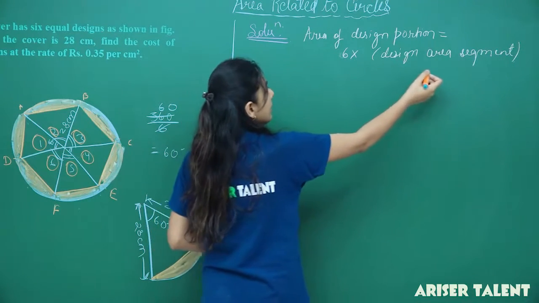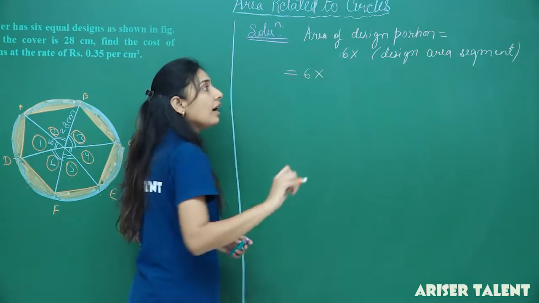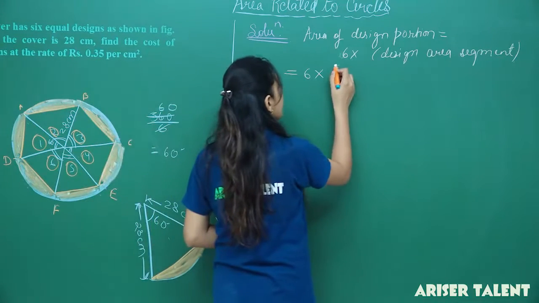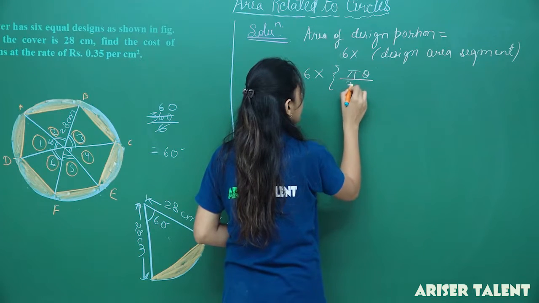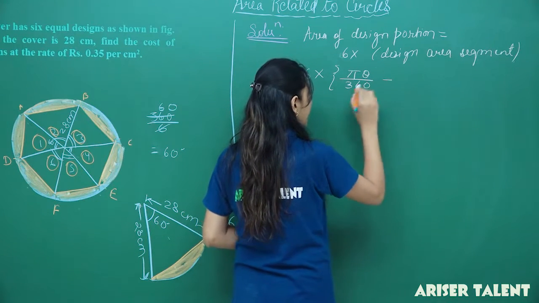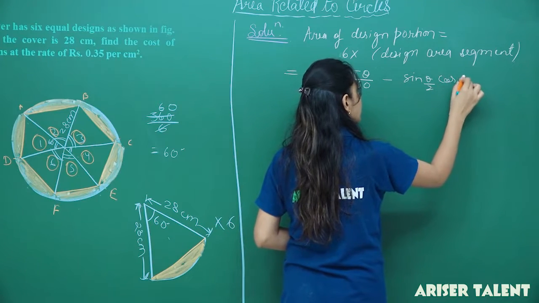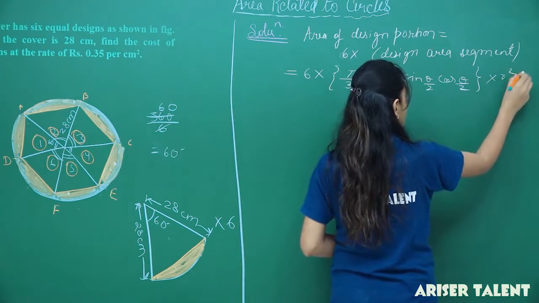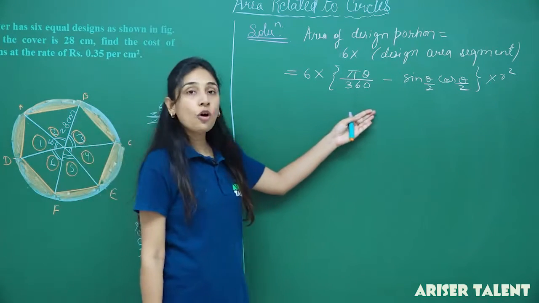Now, this area segment is having what formula? That is equal to 6 multiplied by segment area, which is nothing but pi theta by 360 minus sin theta by 2 cos theta by 2, multiplied by r square. Right, students? Now, this is the formula.